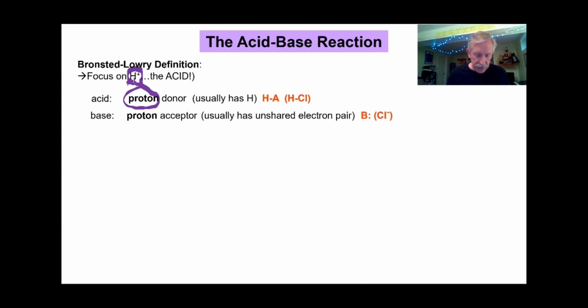So something like HCl, you might have heard of hydrochloric acid, is something that could be an acid because it has a hydrogen that it could give up to produce an H+. Okay? The base, on the other hand, would therefore be a proton acceptor, an H+ acceptor, and therefore it would need a lone pair of electrons, like our Cl- could act as a base. And so this is Bronsted-Lowry's definition.